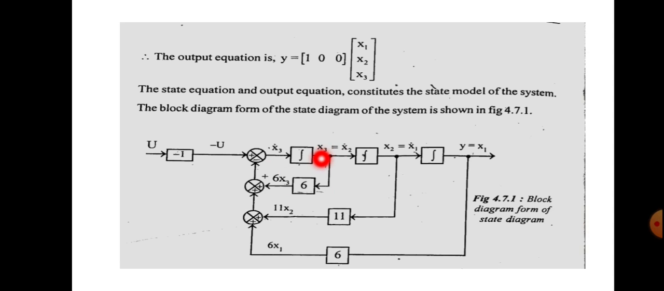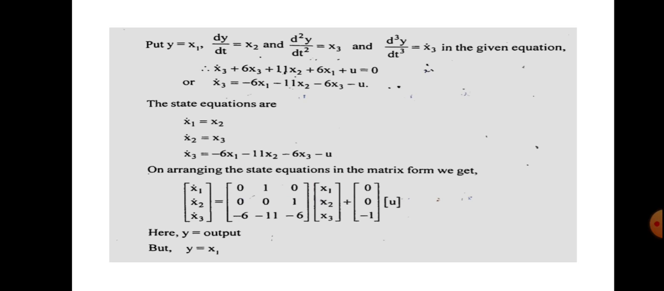Now you have got up to x3, but what is x3? x3 is obtained from the derivative of x2, right? This is the state equation. All the other terms of the block diagram are obtained from the state equations.